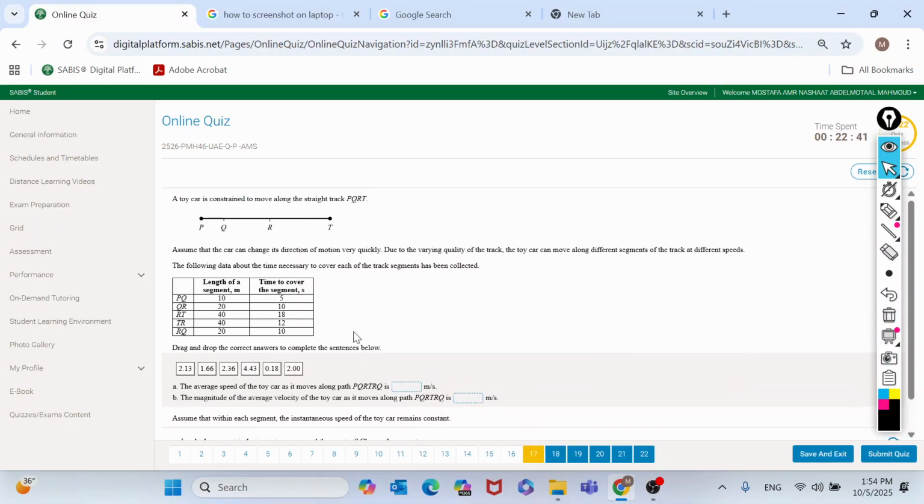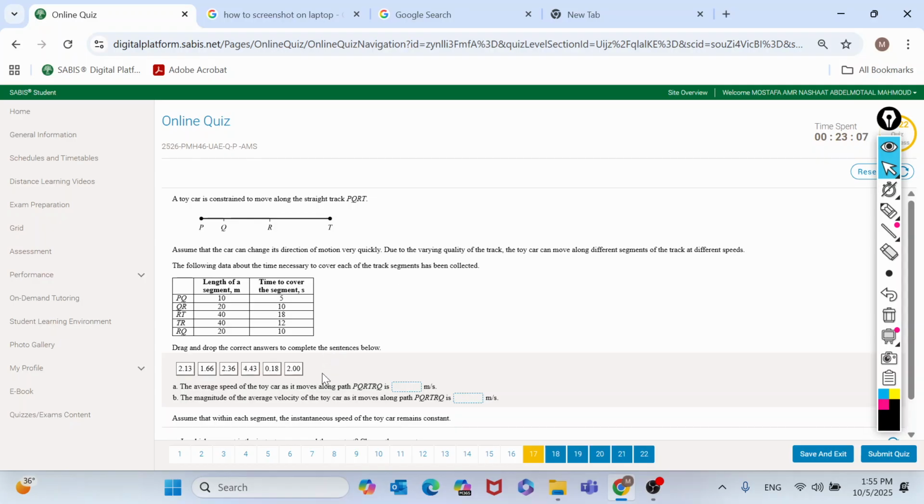Okay. A toy car is constrained to move along the straight track PQRT. Assume that the car can change its direction of motion very quickly due to varying quality of the track. The toy car can move along different segments of the track at different speeds. The following data about the time necessary to cover each of the track segments has been collected.